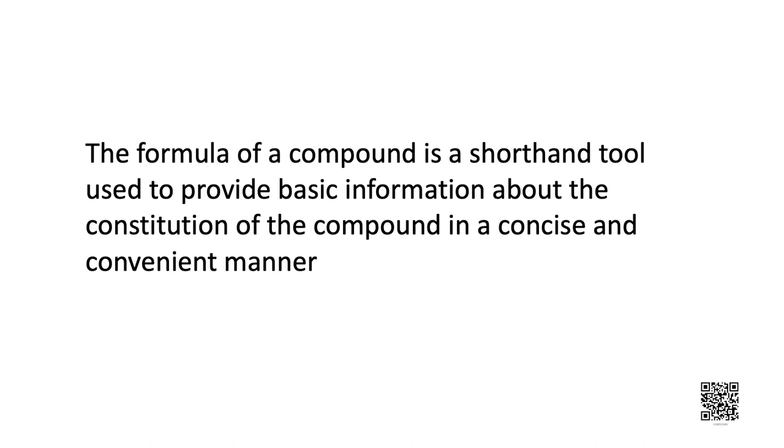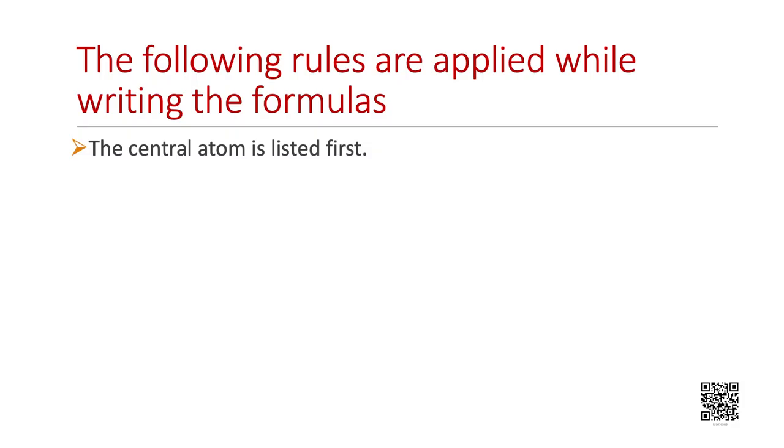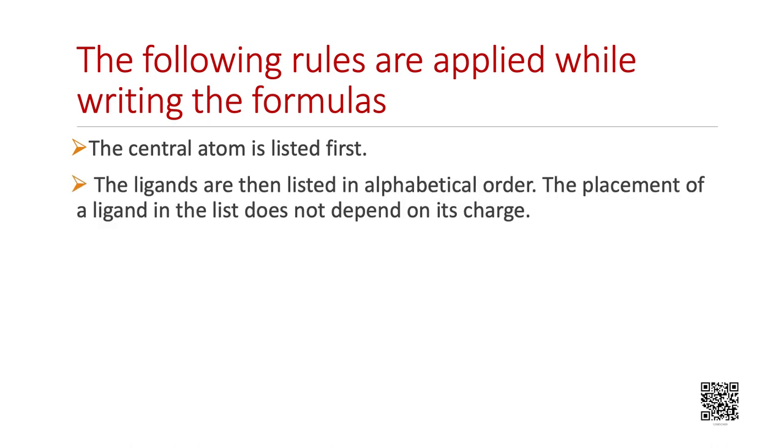The formula of a compound is a shorthand tool used to provide basic information about the constitution of the compound in a concise and convenient manner. The following rules are applied while writing the formulas. Let us take them one by one. The central atom is listed first. The ligands are then listed in alphabetical order. The placement of a ligand in the list does not depend upon its charge.